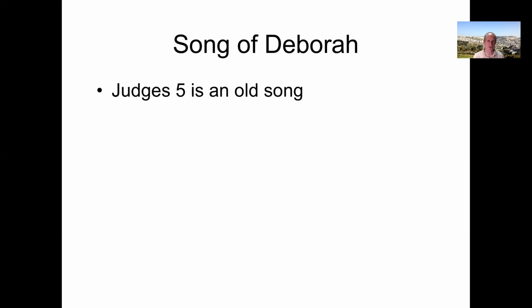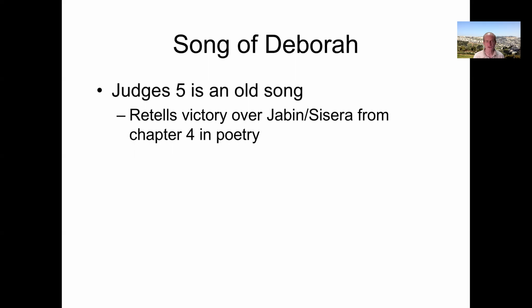And so now we got to talk about the Song of Deborah. Judges 5 is the Song of Deborah and Barak. It is an old song. Now, it retells the victory over Jabin and Sisera that was in chapter 4. Chapter 4 is in prose, and chapter 5 is a song in poetry.